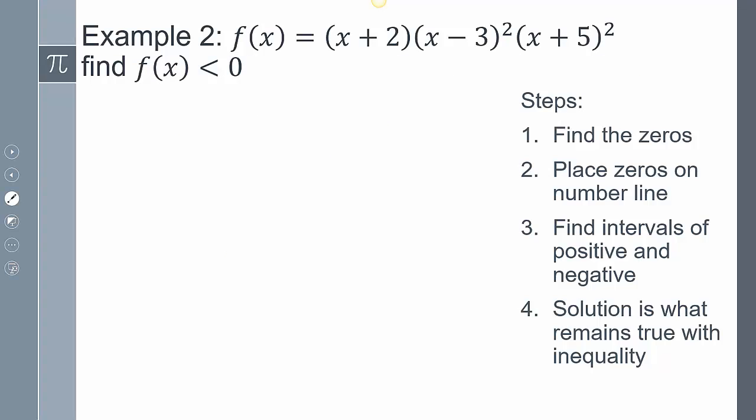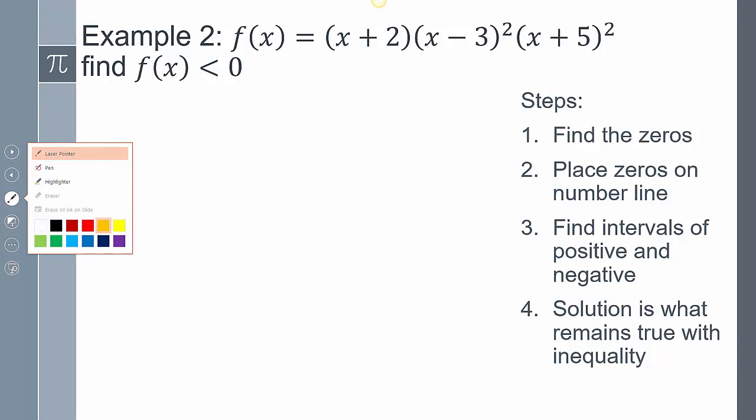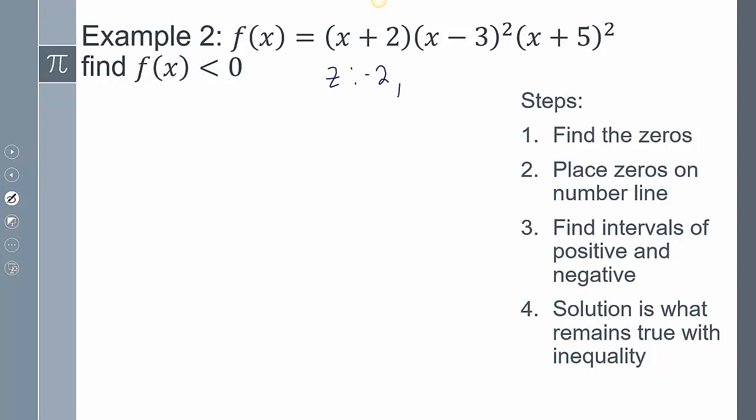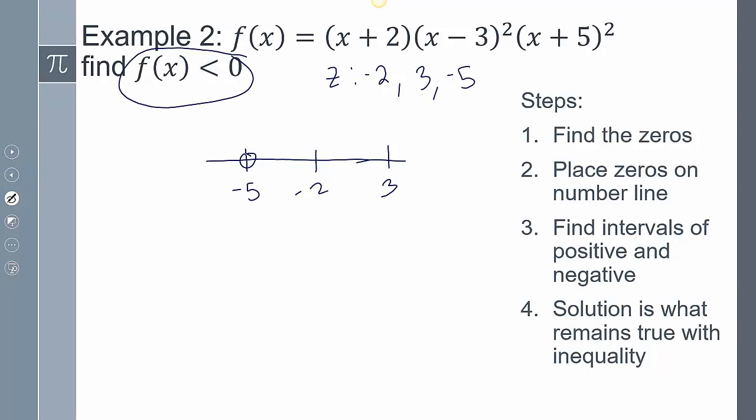Next example. My polynomial is already factored, and so in this first step I want to find the zeros. I know that my zeros are going to be negative 2, positive 3, and negative 5. So step 2, placing the zeros on a number line, I get negative 5, negative 2, and positive 3. Because it's asking me to find values that are less than 0, first of all, these will be excluded values, so they're going to be open. And second of all, it's asking us to find negative numbers, because negative numbers are values that are less than 0.